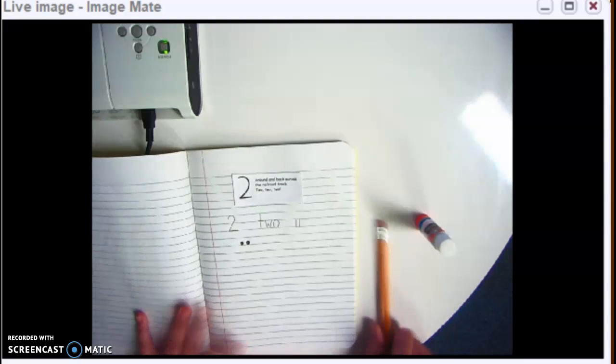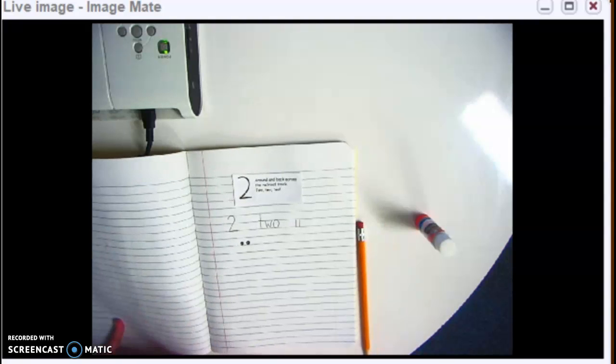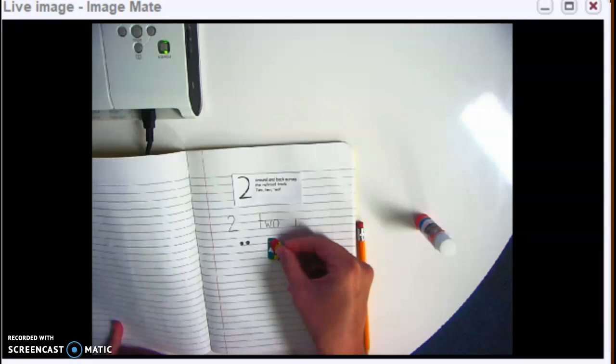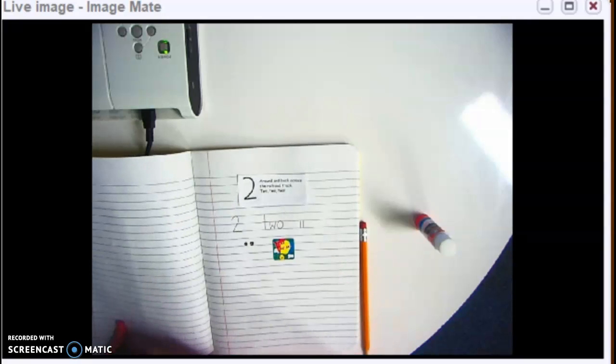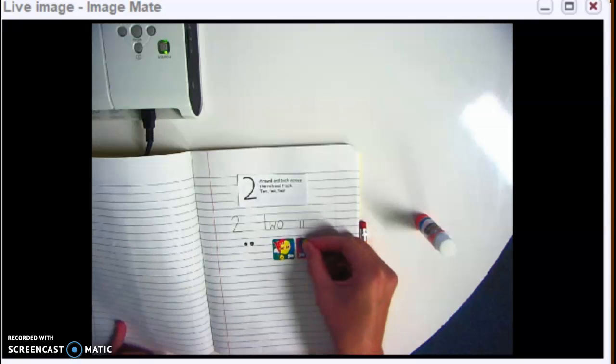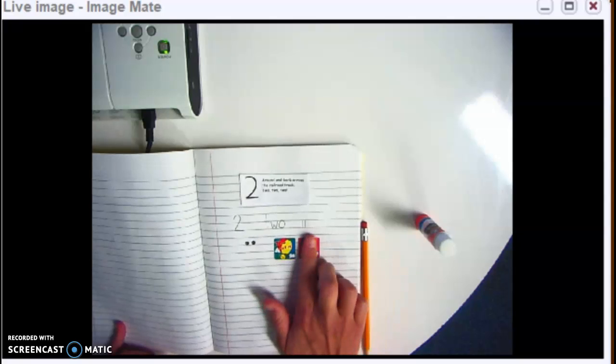Then I'm going to show 2. So I'm going to use 2 stickers. 1, 2. Remember, if you don't have stickers, you can glue something in or you can draw another picture.